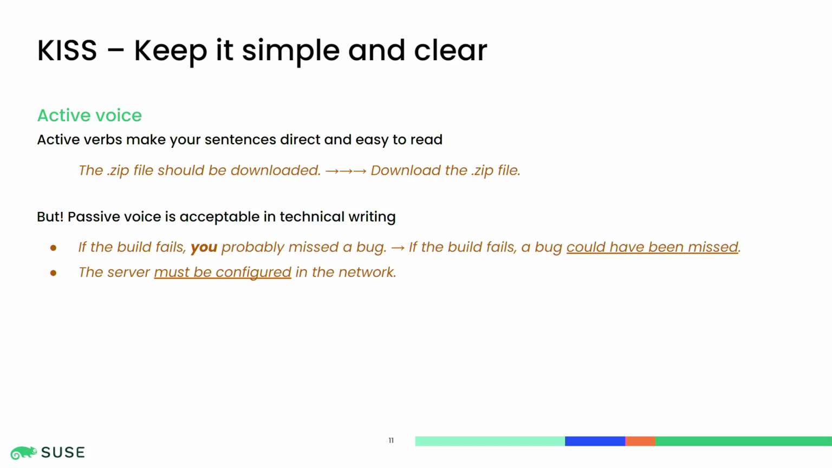And the second use case is when you concentrate on the object of the action, or the one who performs the action is not known or is not important. So to emphasize the object of the action being taken, so the server must be configured in the network.